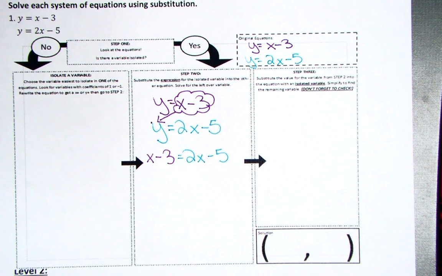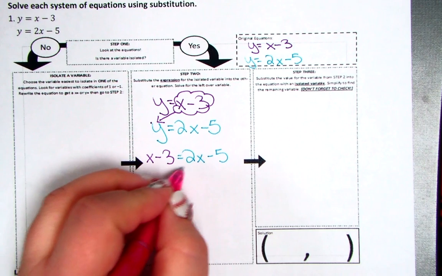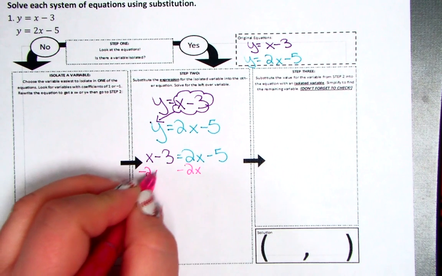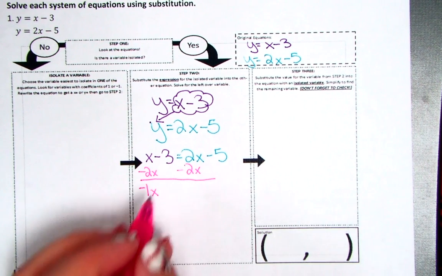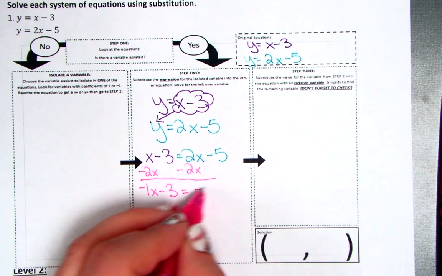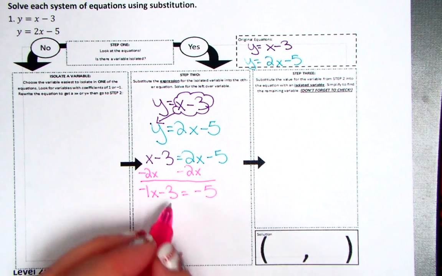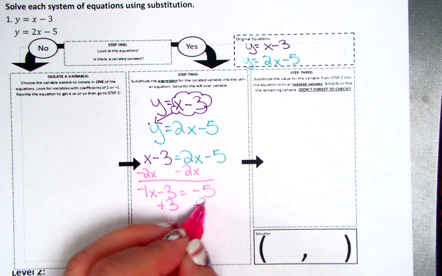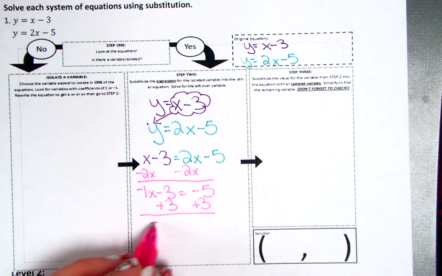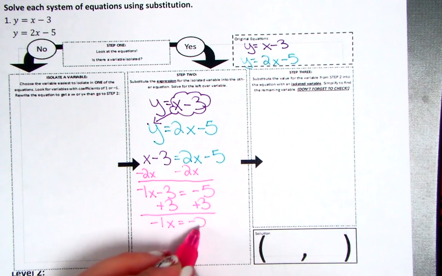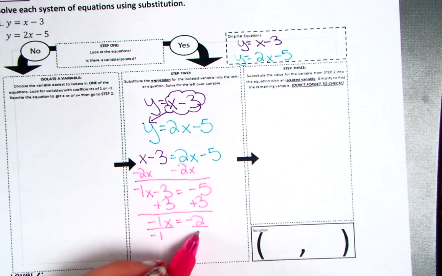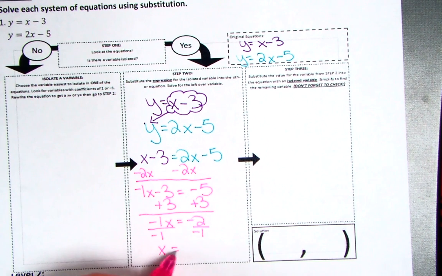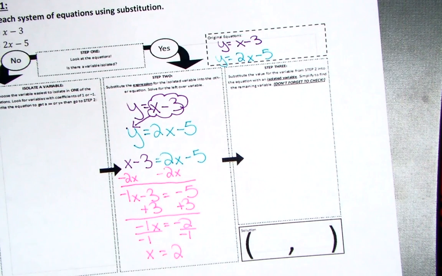Now we can just continue and solve the rest of the equation. So we will subtract 2x from both sides, leaving us with negative 1x minus 3 equals negative 5. Then add 3 to both sides. So negative 1x equals negative 2. And finally, we'll divide by negative 1 on both sides so that x is equal to positive 2.